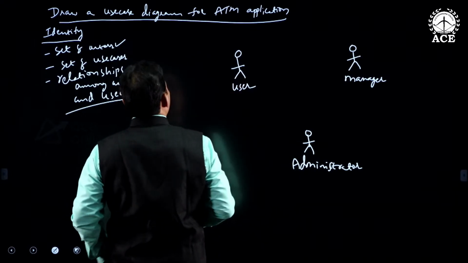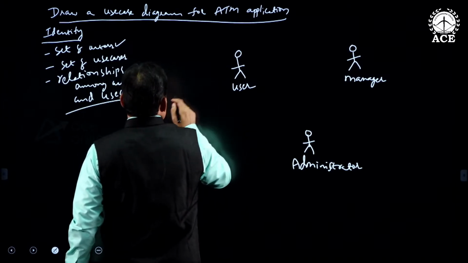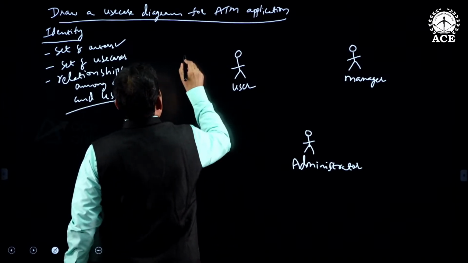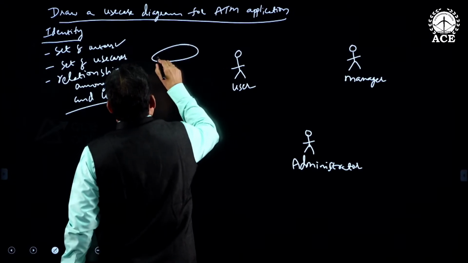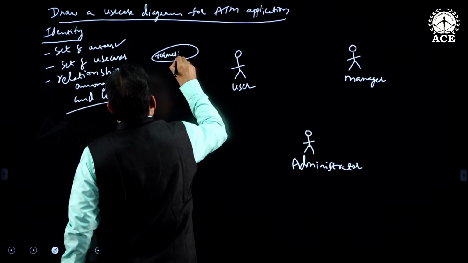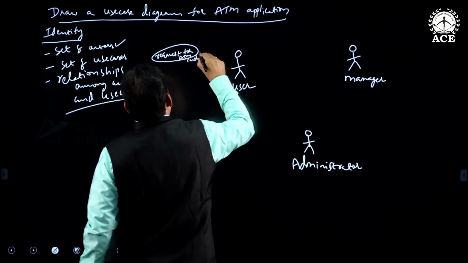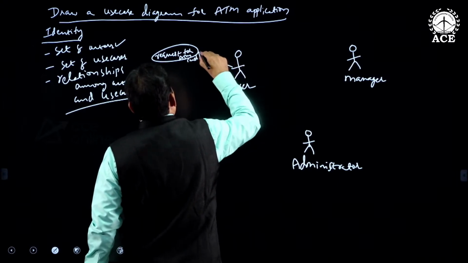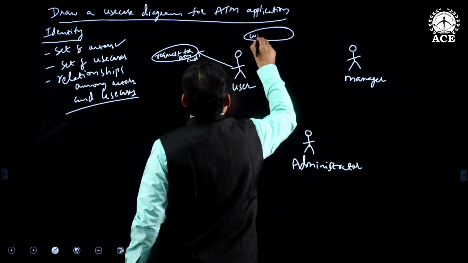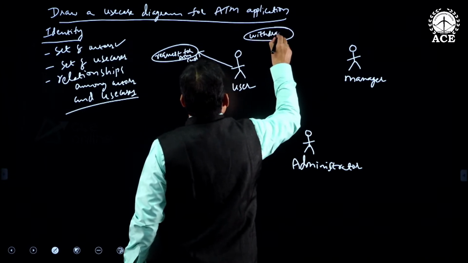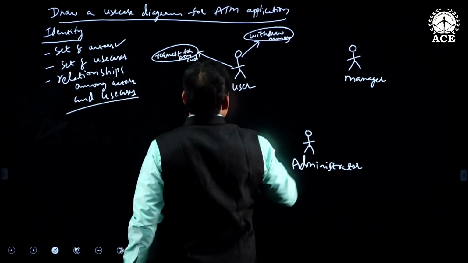What might be the operations a user can perform here? The user can perform some operations. What are those? This is a use case: request for ATM card. So the user is requesting an ATM card. The user can perform which operation? Withdraw money, right?